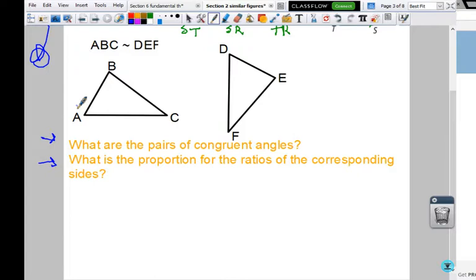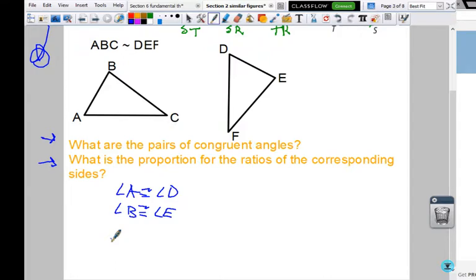All right. So let's go through this. We'll start us off. Tyler, give me a pair of angles. Angles, not sides. Angle A is congruent to angle D. Quanta, give me another one. Angle B is congruent to angle E.